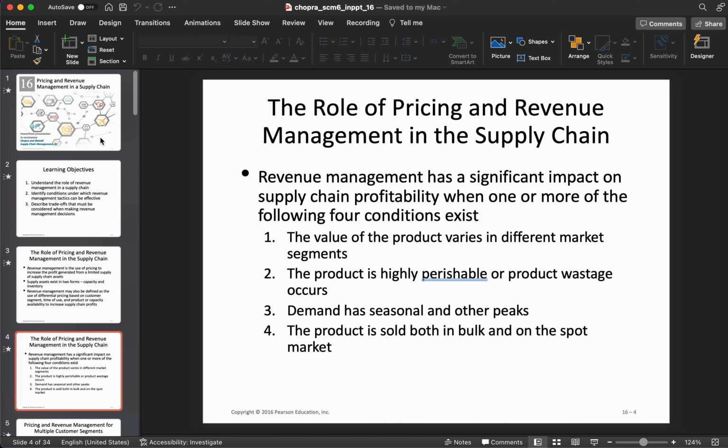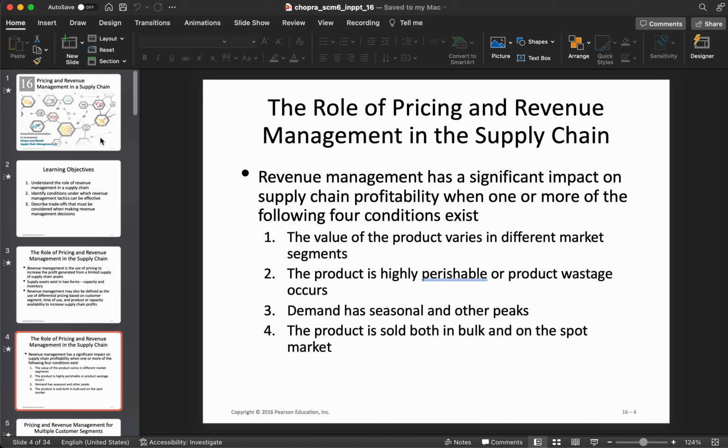The other is things like apparel. Apparel is another example where the value of a product varies in different market segments, right? So as long as you have that, it might be useful to have differential pricing for the different levels of market or different market segments that you're looking at. So that's one option. The second is the product is highly perishable, or product waste occurs, right?